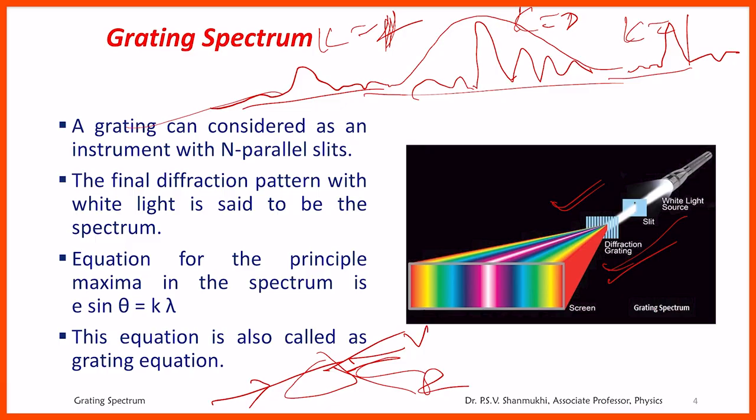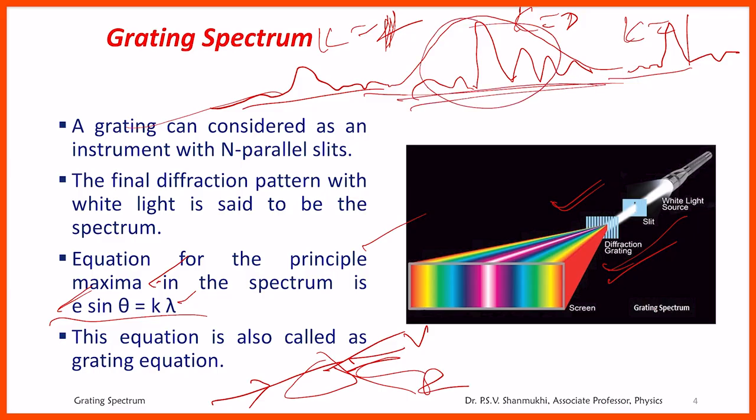You can split the light into different colors or different wavelengths. That is one of the applications of diffraction, nothing but the grating. In the grating spectrum, there is one maximum condition that is given by e sin theta equal to k lambda. e is the separation of the slits, k is the order of the spectrum, and lambda is the wavelength of light that you are using there. K is the order of the spectrum, as I have just explained.